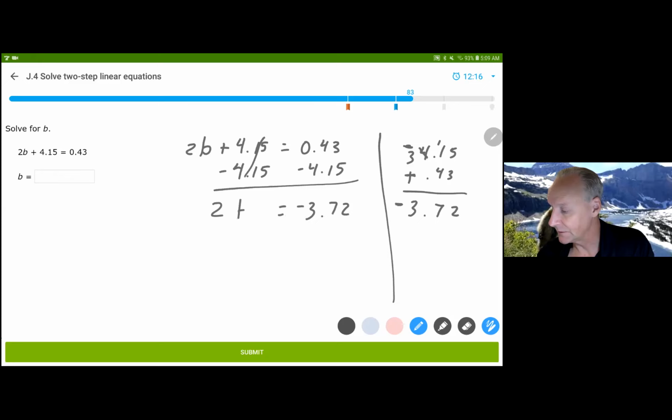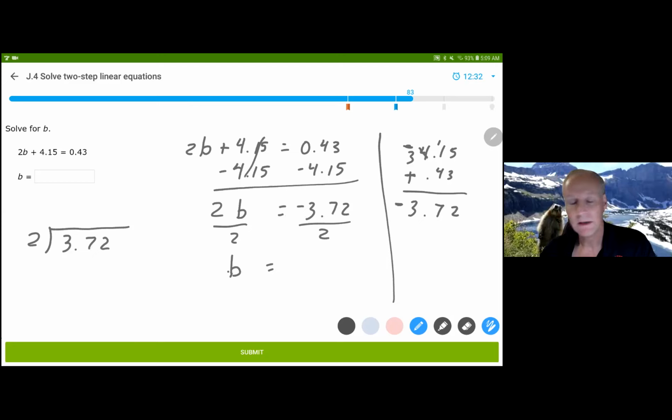So 2b is equal to negative 3.72. Now I'm going to divide by 2. And if you can divide by 2 in your head, great. If you can't, you can always do it on the side. 2 goes into 3.72. Again, if you just grab your calculator every single time, you're going to have to.